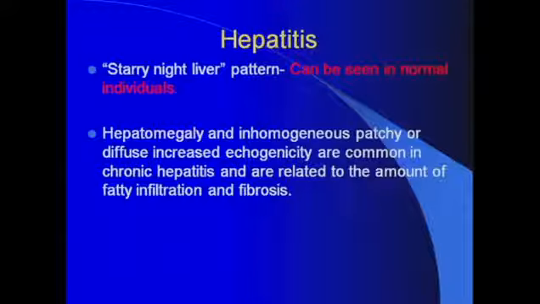Now, the other important thing is what else can be helpful in evaluating these patients. Hepatomegaly, as we talked about, can also be seen in chronic hepatitis, before it progresses to end-stage liver disease, as we know it, cirrhotic change. Now, inhomogeneous, patchy, or diffuse increased echogenicity are quite common findings in patients with chronic hepatitis and are related to the amount of fatty infiltration that goes along with the fibrotic changes in these livers.